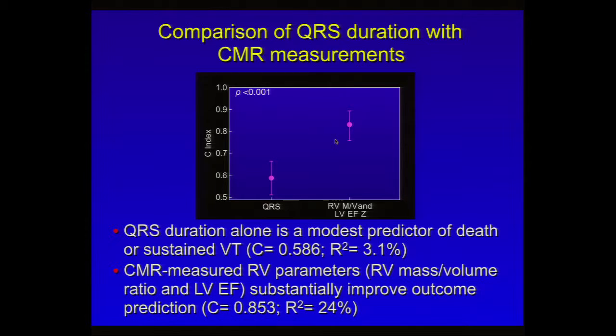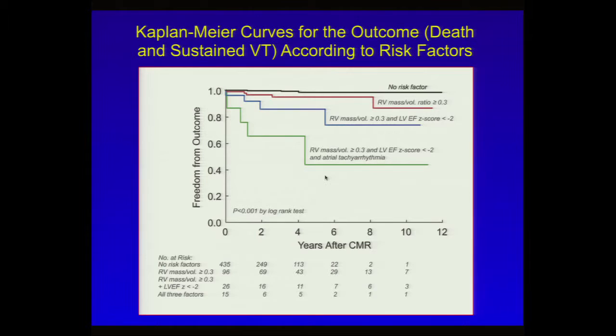And I will just show you this Kaplan-Meier curve to show how these MRI parameters are able to predict the outcome. If patients do not have any of the three risk factors noted on the multivariable analysis, they did quite well. If they had RV hypertrophy alone, they started to show incidence of death and sustained VT. If they had two risk factors, they had more risk. And of course, if they had three risk factors, that separated them and they had a particularly poor outcome.